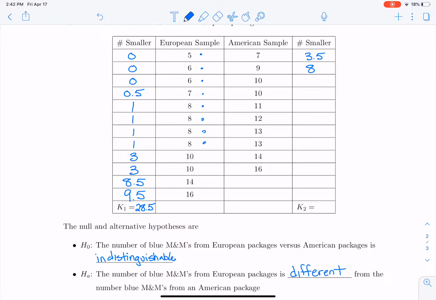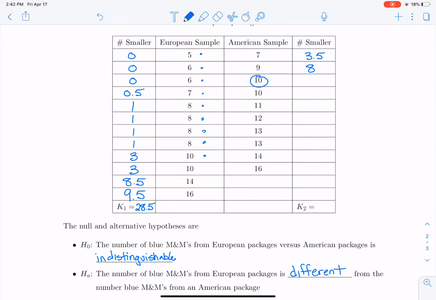Moving on to 10, well, I have 8, 8.5, 9 that are less. Then for 11, I can count 1, 2, 3, 4, 5, 6, 7, 8, 9, 10 that are less. And then for 12, there are also 10 that are less. For 13, there are 10 that are less. And then for 14, we get an added tie, so that's 10.5 that were less.